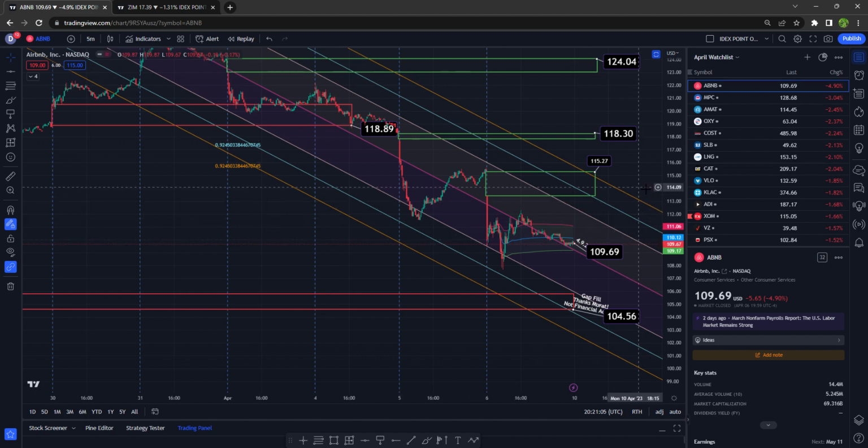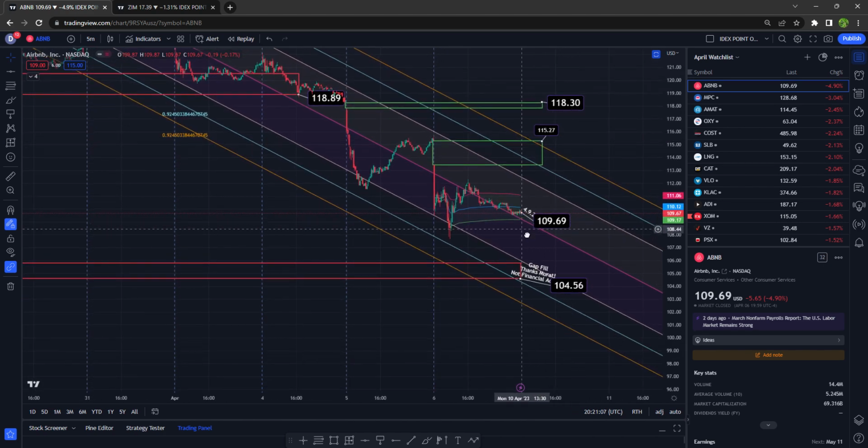Now, to the south side, from where we are, the middle of the trend or the median is roughly 109.27. Negative 2 standard deviations is 106.05. And there is a gap that closes to the south side at 104.56.